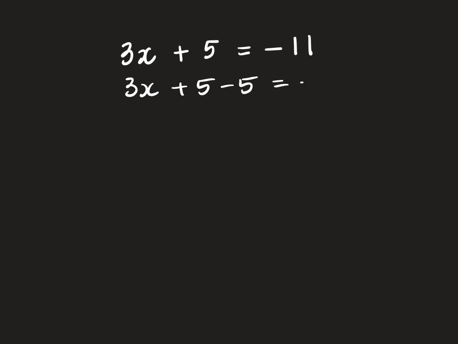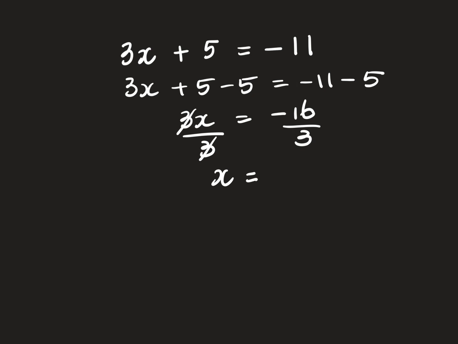Sometimes also you get negative answers. How about this? 3x plus 5 equals negative 11. How do we solve that? 3x plus 5 minus 5 equals negative 11 minus 5. 3x equals, well, negative 11 minus 5 is negative 16. What do I do? Divide by 3, cancel.